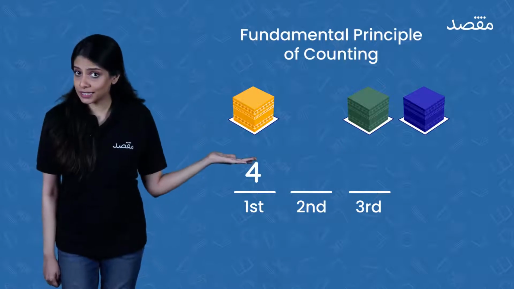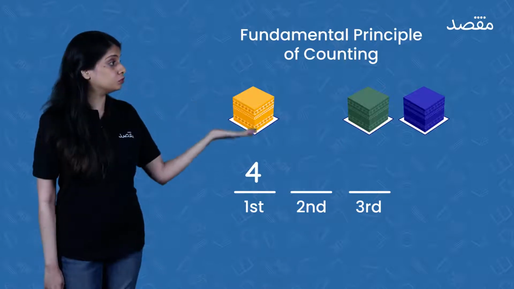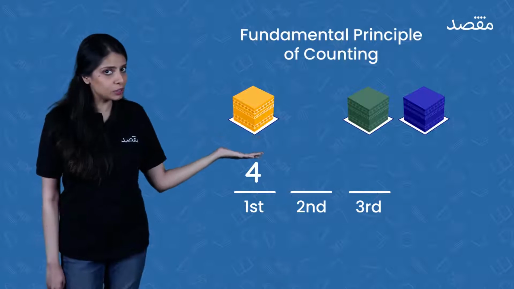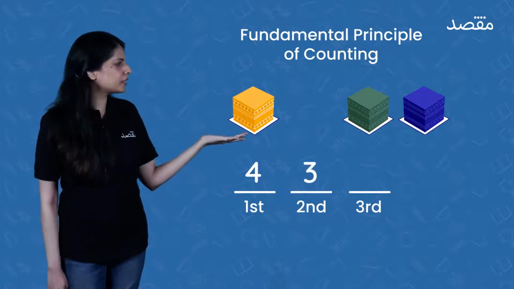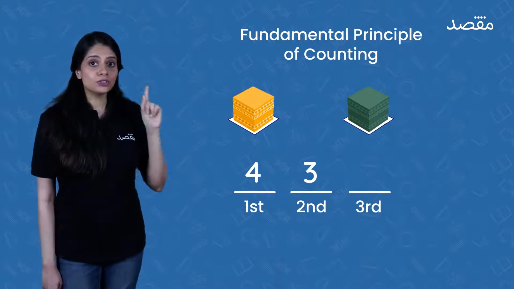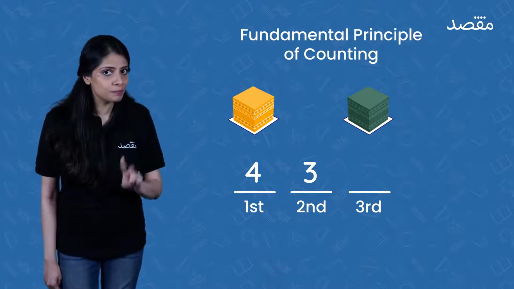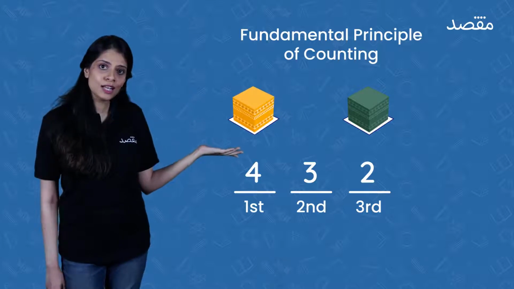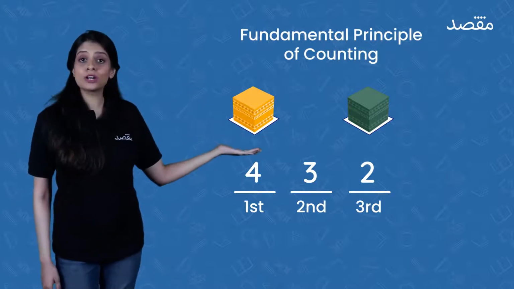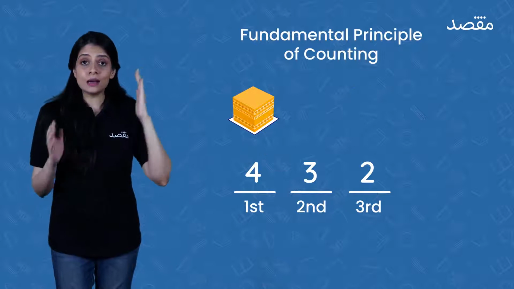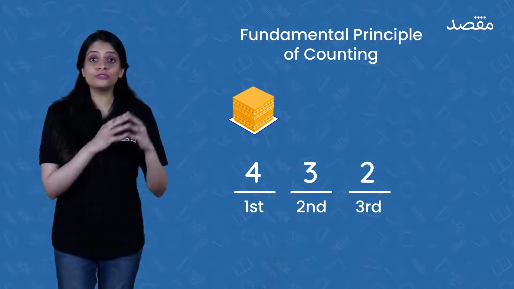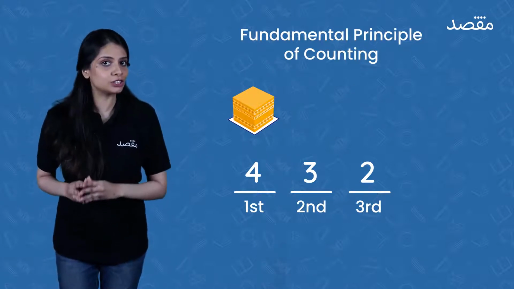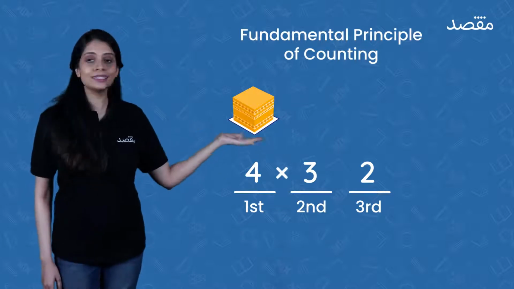अब second position के लिए मेरे पास कितने options हैं? I have blue, green and yellow boxes. So उसके लिए अगर मैं choose कर लूँ blue box, तो third position के लिए मेरे पास अब 2 options रह गए. कौन से? एक green box और एक yellow box. So if I choose a green box for the last position, the number of ways I can fill 4 colored boxes into 3 positions would be 4 into 3 into 2.